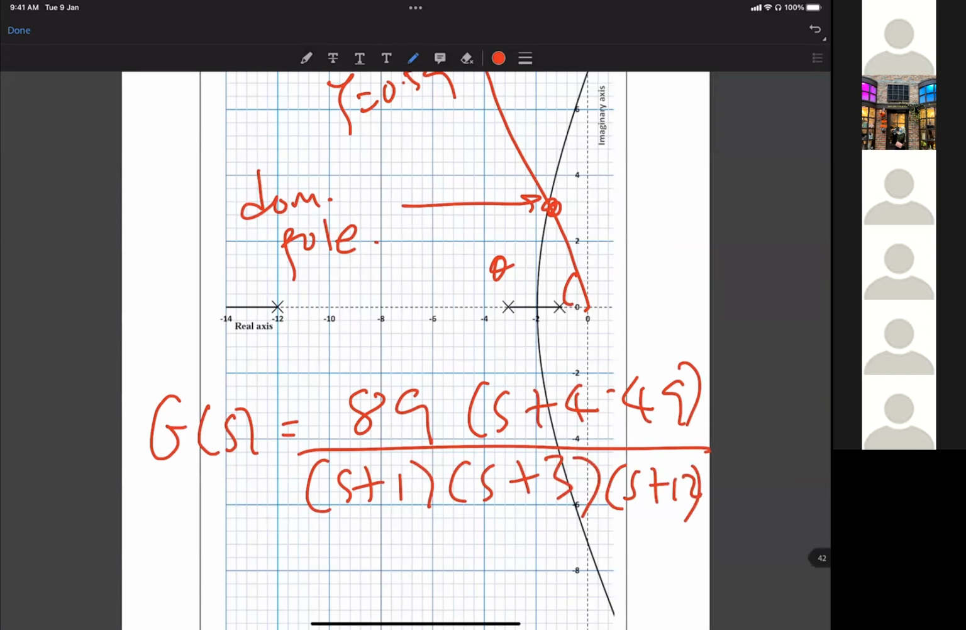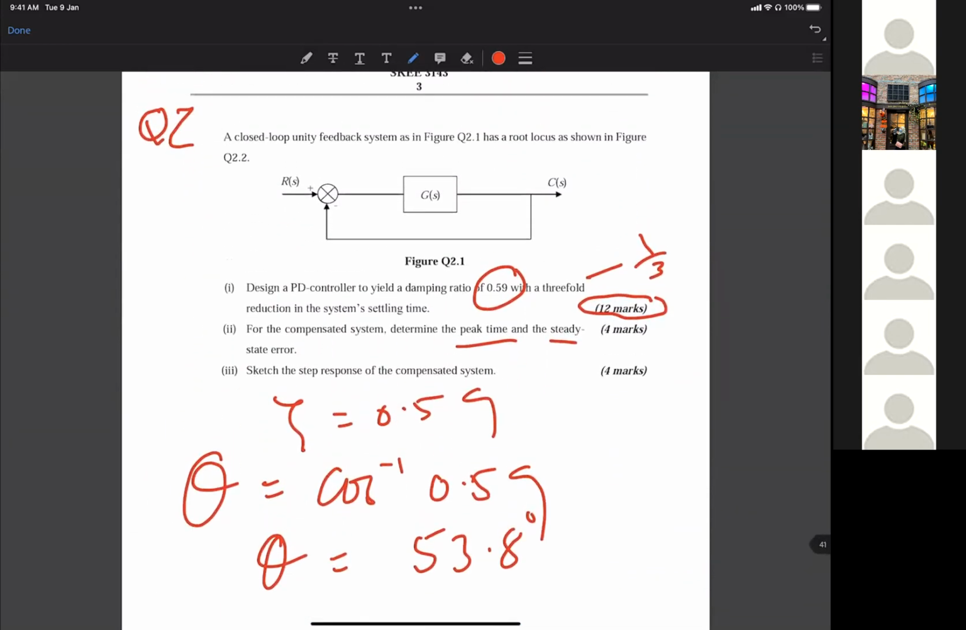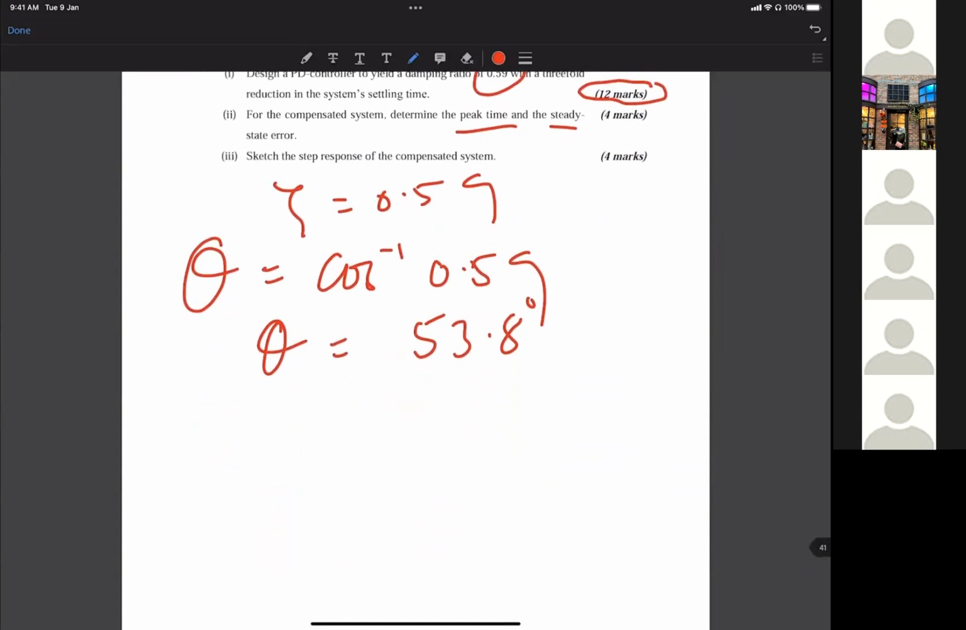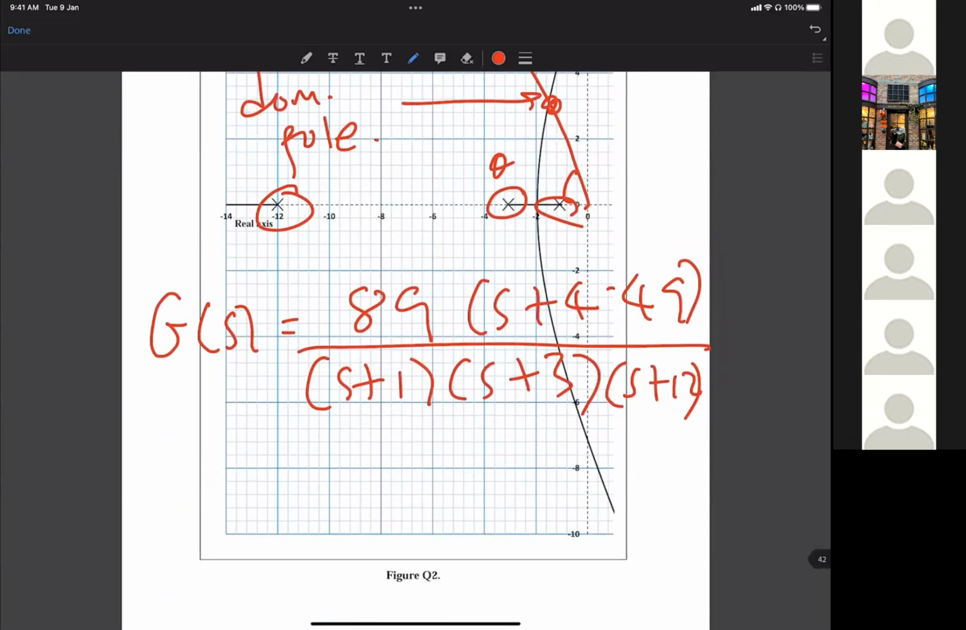But this is the open loop transfer function based on the root locus. Because the G(s) is not given, you have to derive your own G(s) based on the plot. So this is the G(s), and s to the power of 0 is there. That's why the system type is 0.